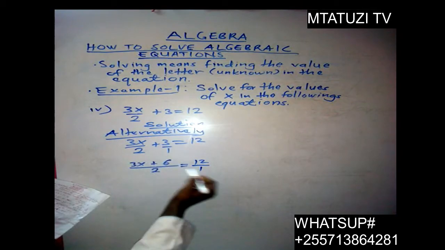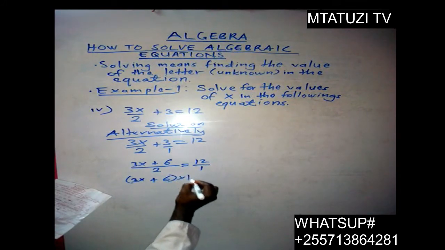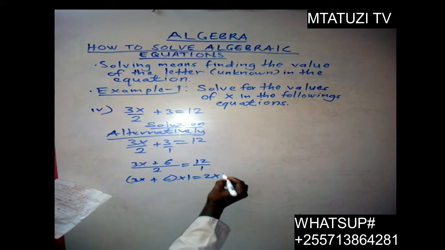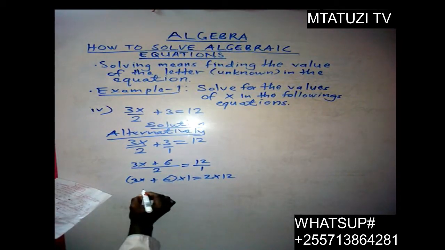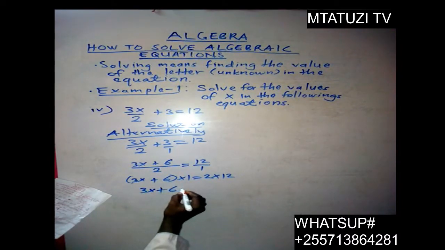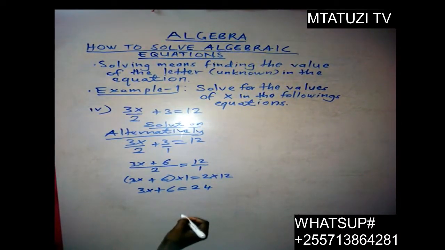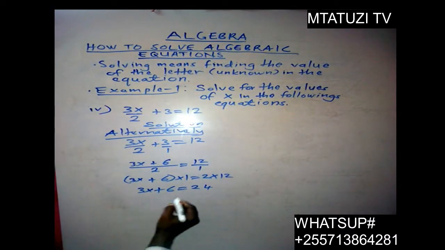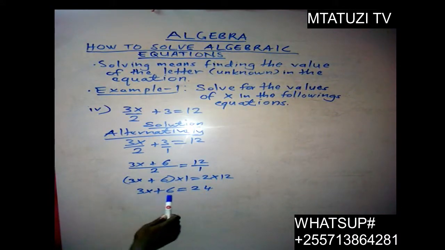We take this one times this one, 3x plus 6 in the bracket times 1 is equal to 2 times 12. So there we open the bracket by multiplying 1 into each term. So you get 3x plus 6 is equal to 2 times 12, which is 24. Now you need to shift this 6 to the side of 24. And remember, when you are shifting it to the side of 24, you have to look at the sign. The sign behind the number will change. Instead of plus, it will be minus.